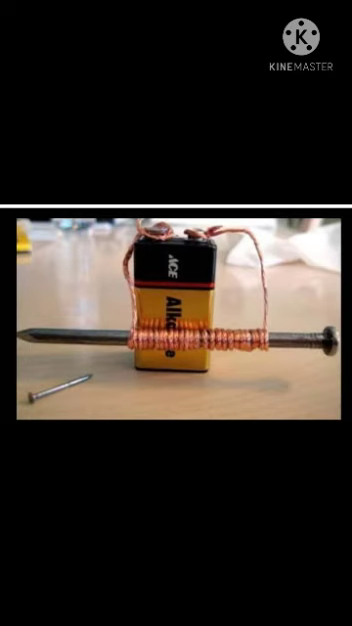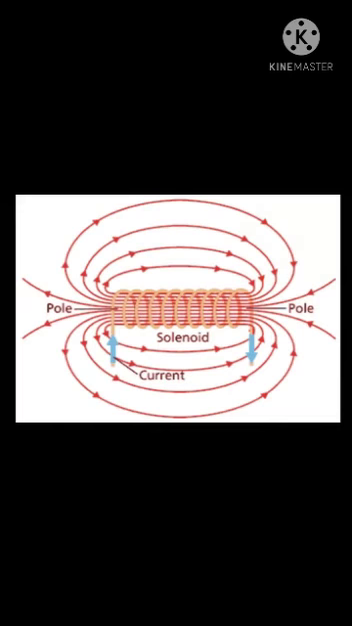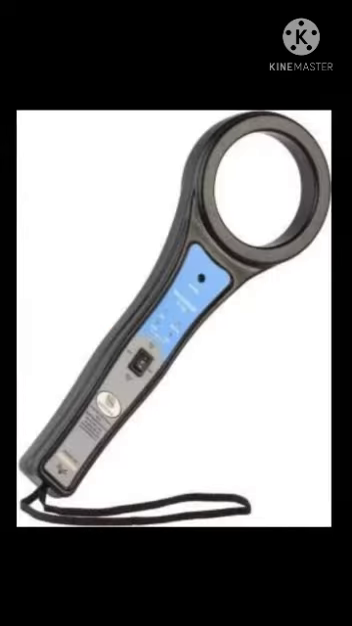Electromagnet. A temporary magnetism is produced in an iron when an electric current is passed through a soft iron strip. If the current is stopped, the electromagnet loses magnetism. This type of magnet is called an electromagnet.